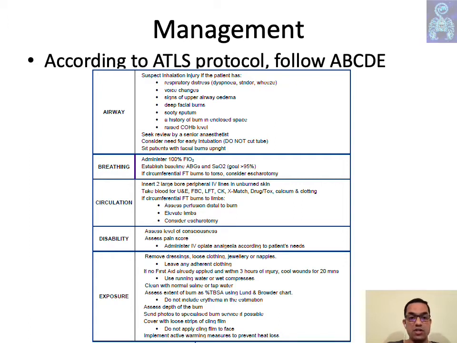If there is circumferential full thickness burns including involving the limbs, then you need to assess the perfusion distal to the burns area, elevate the limbs and consider escharotomy in these areas. After that, you have finished the ABC, that is the most life-saving thing to be done. This is primary assessment.